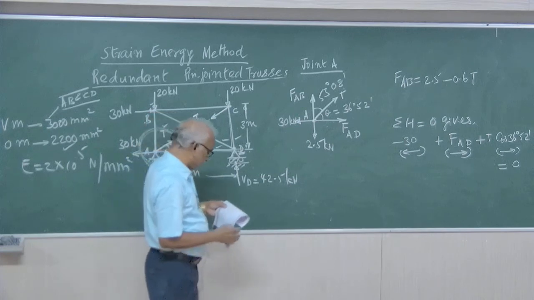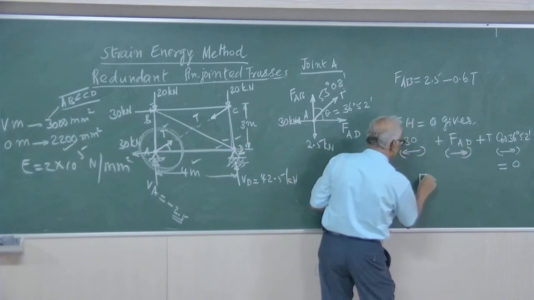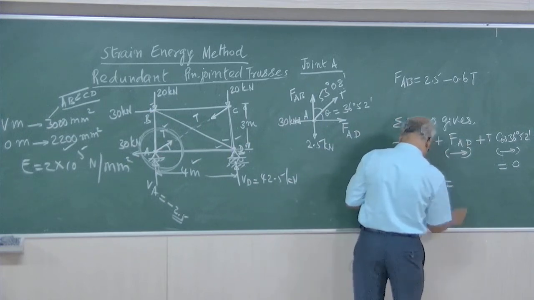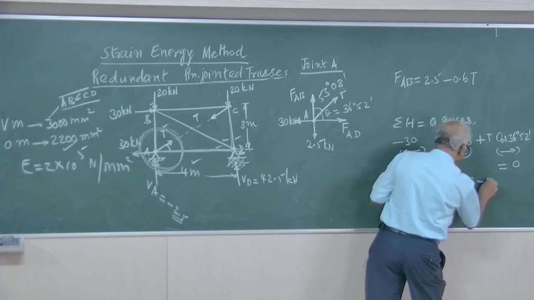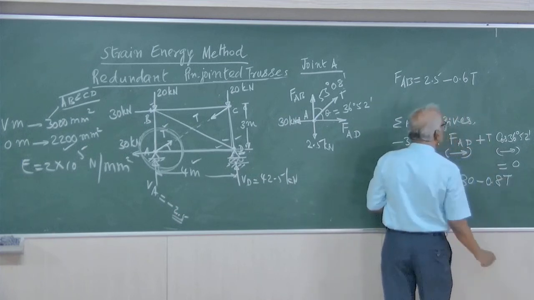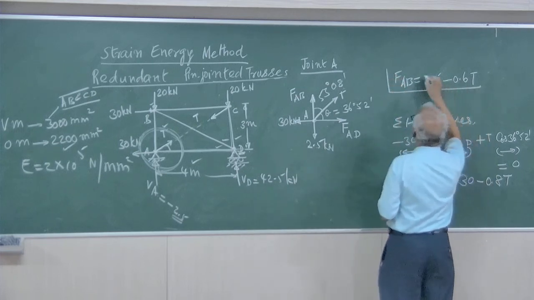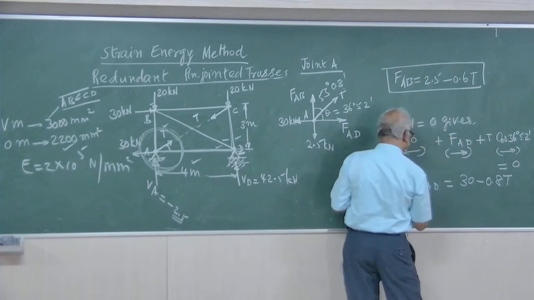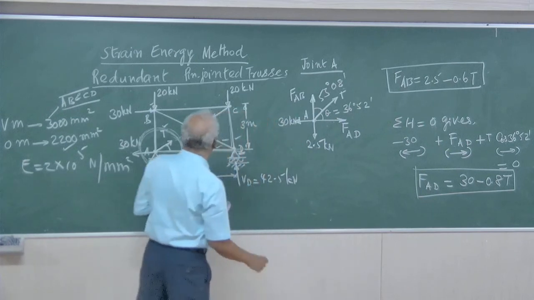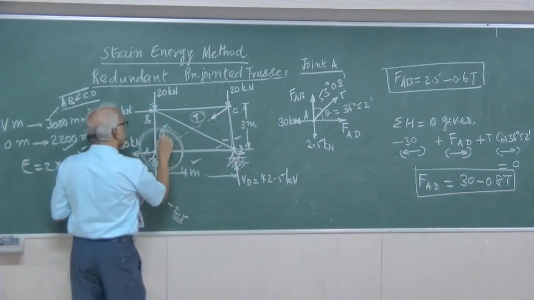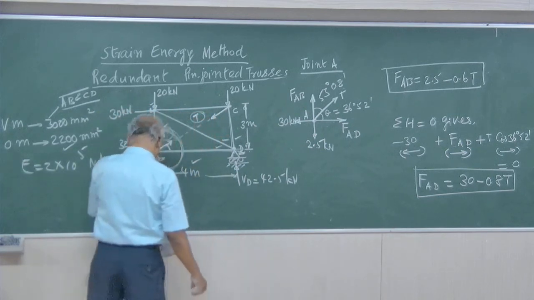Then that will give you FAD. This is the only unknown. FAD equal to 30 minus 0.8T. So this is one force, and this is another. All forces will be in terms of the external force and the redundant T. Because we are including T in the determinate structure, it will be in terms of the external force and the redundant.